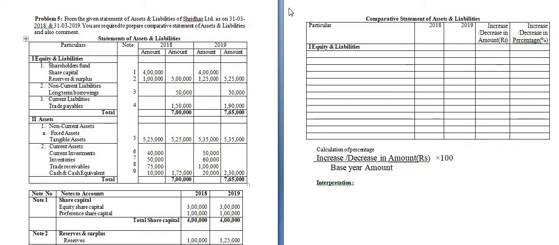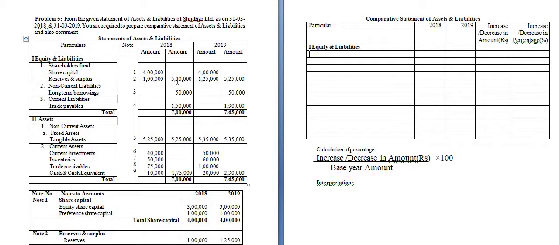So here first write solution. Heading is comparative statement of assets and liabilities. And this is the format. 5 columns will be there. First column is particular, second column is base year, third column is current year column, fourth column is change in the amount, that is whether the amount is increase or decrease, and what is the change in the form of percentage, that is increase or decrease in the form of percentage. As I said, we will be using the same format, so whatever format is given here we will be taking the same format without any much changes.